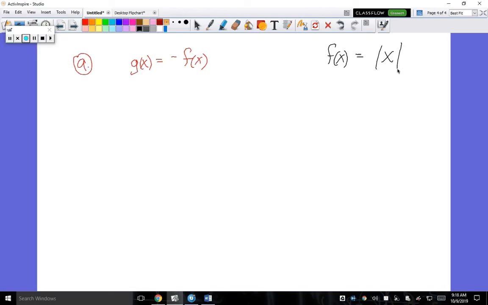So when I'm looking at this, right now, this is the parent function. So if I built it, it would literally be the negative of this.